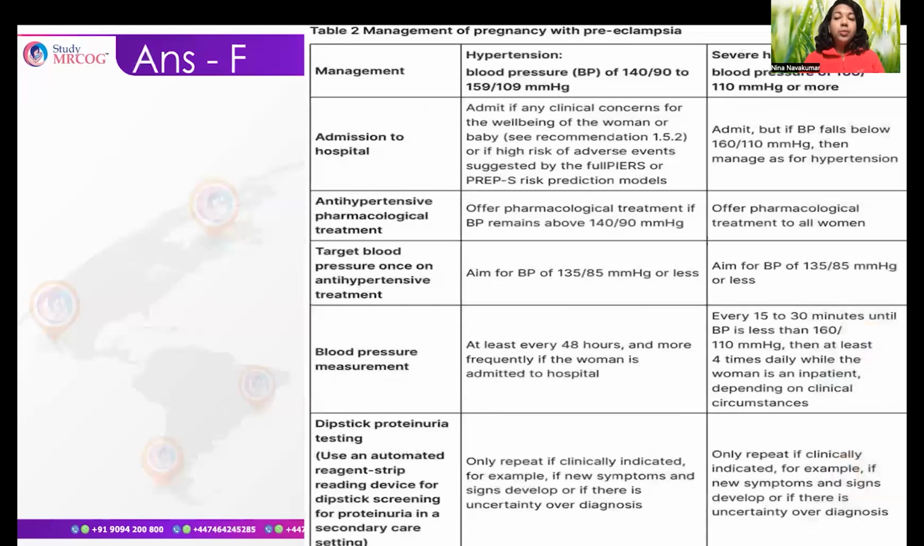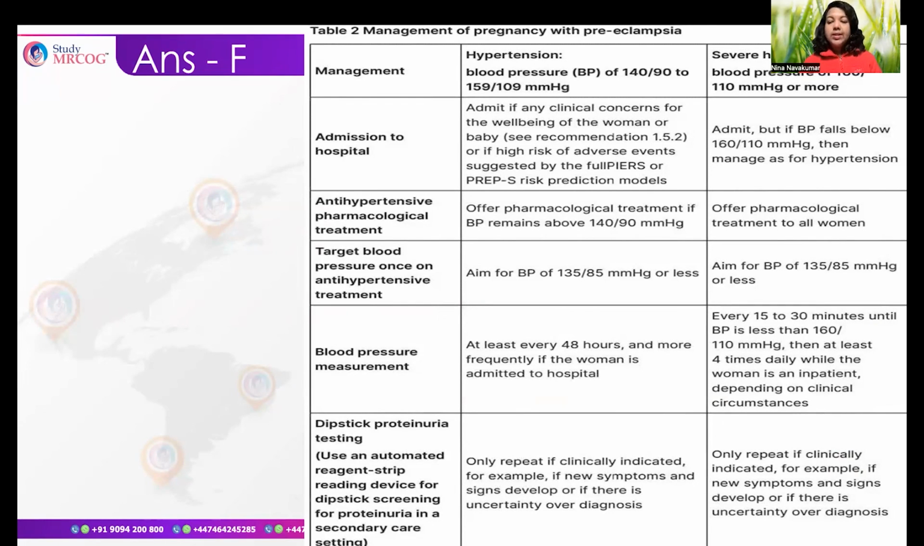What about preeclampsia with severe features? We need to definitely admit them and closely monitor blood pressure every 15 to 30 minutes until the blood pressure is less than 160 by 110. Offer the IV antihypertensives to attain a target blood pressure of less than or equal to 135 by 85 millimeters of mercury. And while the woman is an inpatient, we need to check the blood pressure at least 4 times daily once it falls less than 160 by 110 millimeters of mercury, or if there are any new clinical reasons, we need to repeat the blood pressure then.